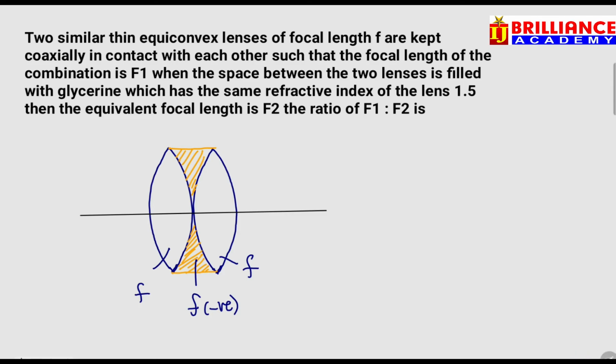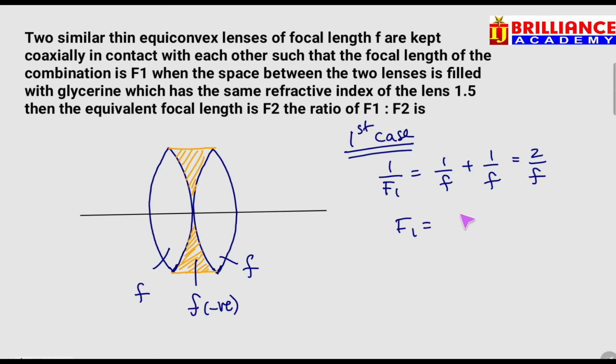So we know the formula for thin lenses in contact. Let's write the formula for the first case, where this glycerine is not there, so don't consider this. So 1 by F1 is equal to 1 by f plus 1 by f, which is 2 by f. So F1 is equal to f by 2. So this is the value of F1.